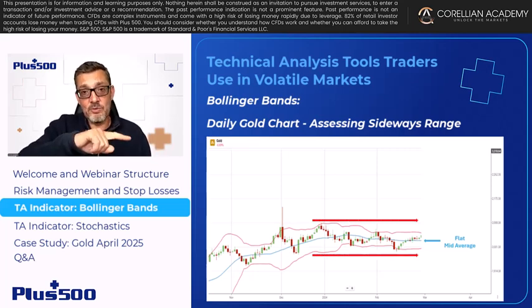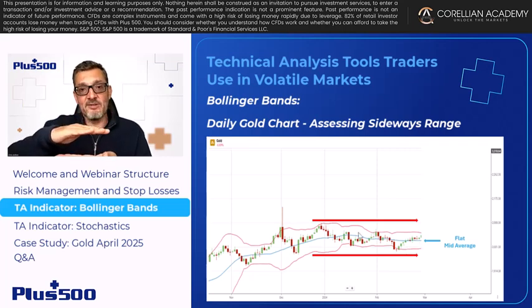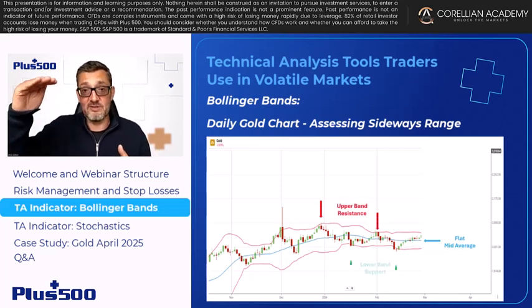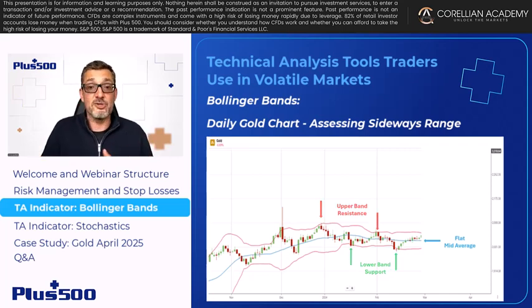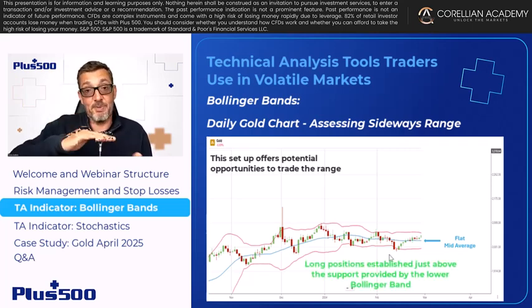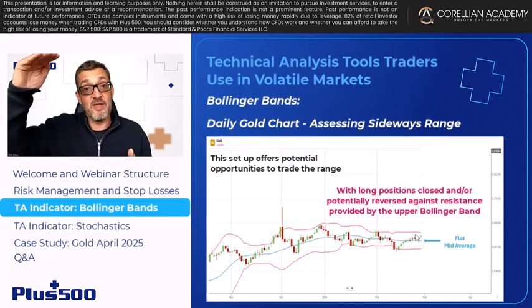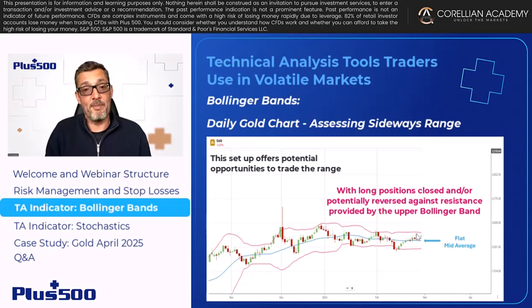Using this gold chart that's on screen as an example, within a sideways trend, when the mid-average is flat, we will see prices moving either side of the mid-average, with the bands parallel to each other and the average. In this setup, the upper band can act as a resistance level to price strength, and the lower band can act as support to price weakness. This may provide opportunities to trade the range, where long positions are established just above the support provided by the lower band, with positions closed and then reversed, potentially just under the resistance marked by the upper band.